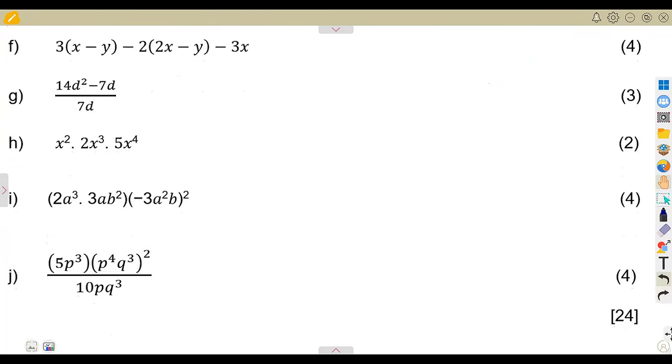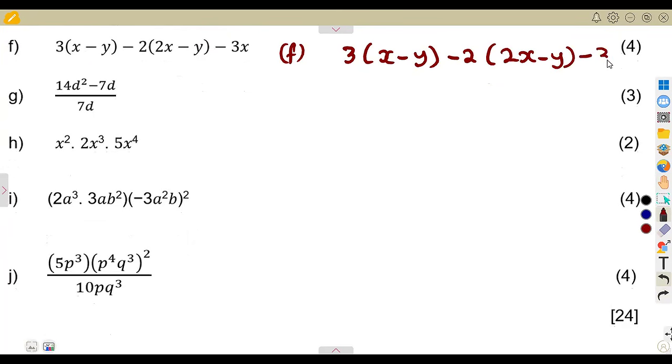Let's check F. On F, we are given again to simplify. That's 3 into the bracket of x minus y like this. Minus 2, there's a bracket. That's 2x minus y like this. So in your term 2, they are going to ask you typical questions like these ones, where you just have to expand brackets, collect like terms. Yes, they are going to ask these questions in your algebra. So you must revise these questions, okay?